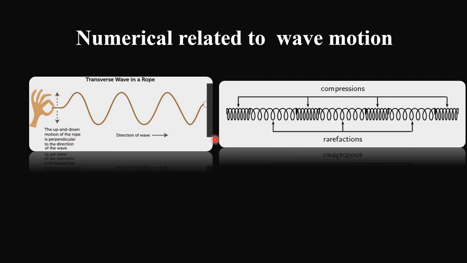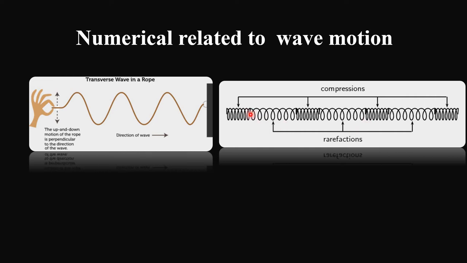wave propagation. So this is known as the crest, and the maximum displacement in the negative direction is known as the trough, and the distance between two successive crests, means the distance between here to here, is known as the wavelength, and the time taken to complete one wave, so this is the one wave, time taken to complete one wave is known as the time period.